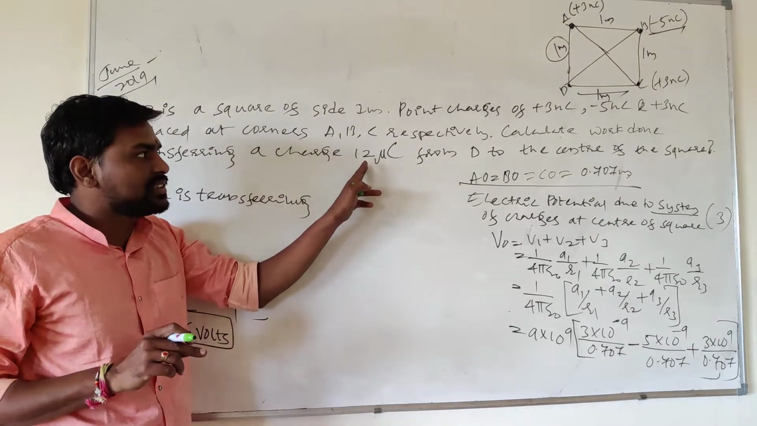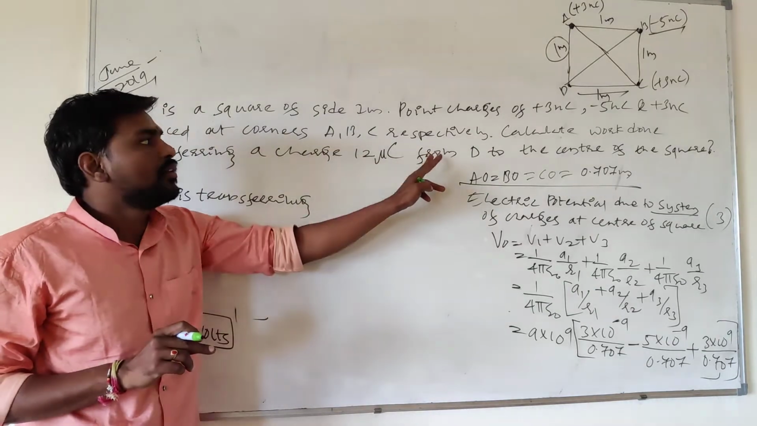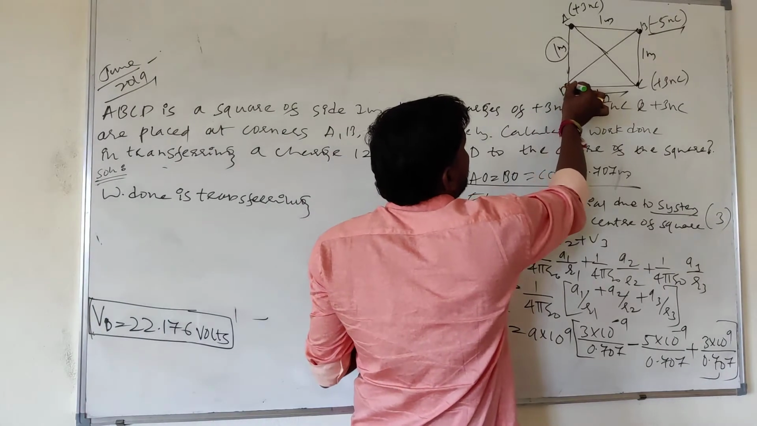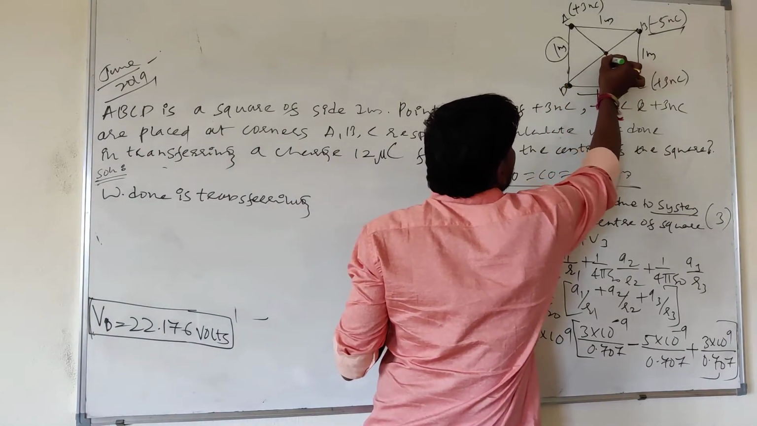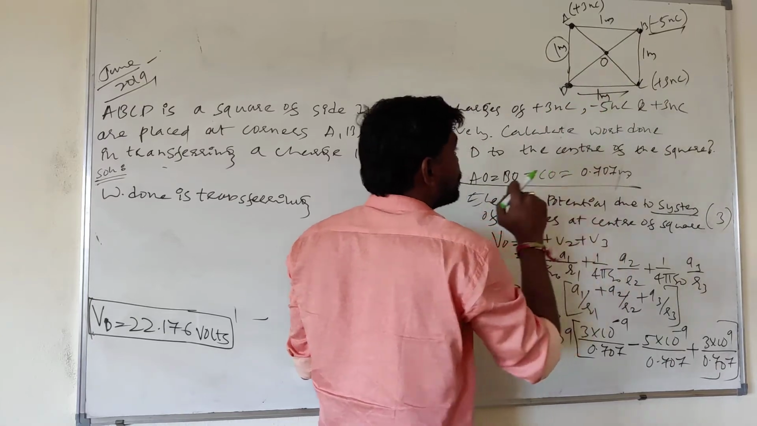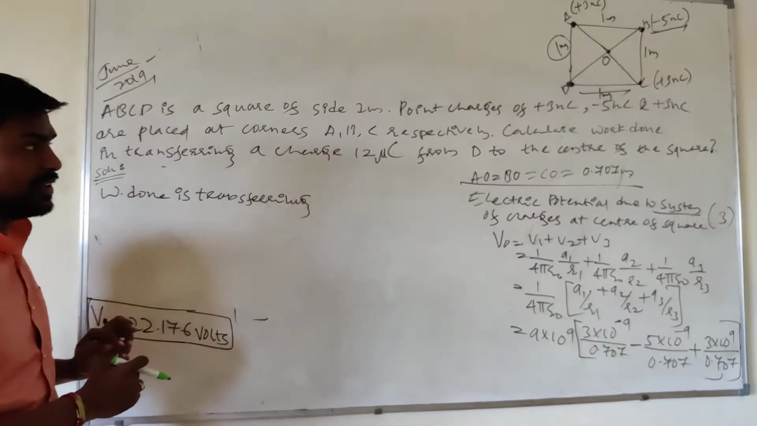Charge, how much charge? That is 12 microcoulomb from D to the center. So from this D to the center O, we have to transfer it. Right? So then what is the work done there? What is the work done?